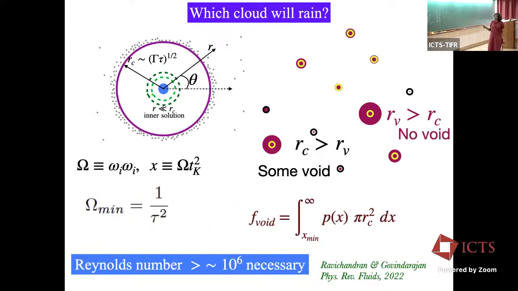And based on that example, we tried to work out which cloud will rain. So we said a cloud will rain if it has enough voids and enough people have chance to dash against others. So based on that, we gave a minimum Reynolds number just by hand waving argument, but there's a long way to go to understand which cloud will rain.